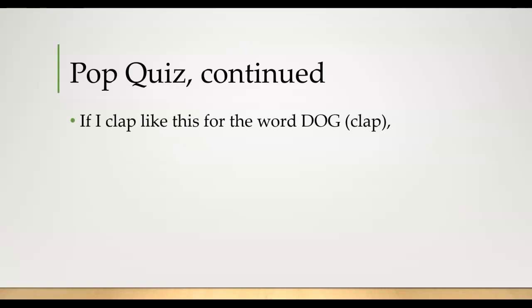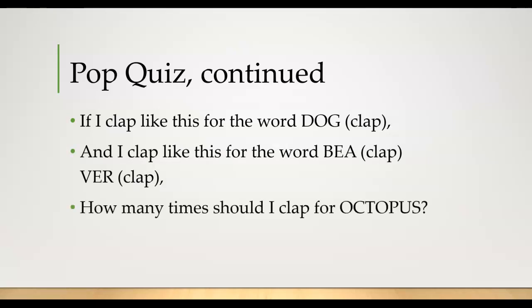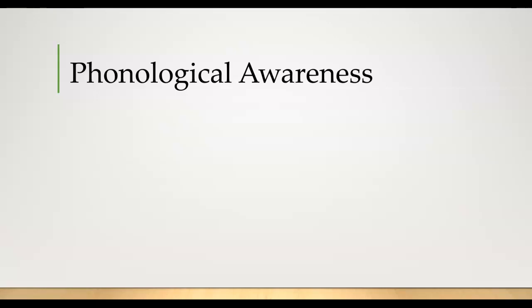Here's a fun one. If I clap once when I say the word dog, and I clap twice for beaver, how many times should I clap for octopus? I sound like a robot that's been trained to speak English. Octopus. Octopus. Octopus. Right? And what are those divisions within words called? Syllables, right? Okay, here we go.